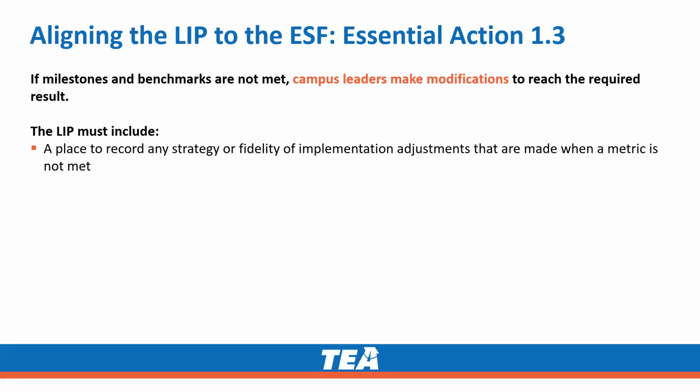The next key practice under this essential action is around modifying the plan. So if milestones and benchmarks are not met, campus leaders make modifications to reach the required result. So again, when you meet periodically to look at progress towards the plan, if you see that you're struggling to implement a certain portion of the plan, or maybe you're not getting the outcomes that you hope to get, then you are meeting to discuss and make adjustments to that plan to get things back on track. And so your plan needs to include a place to record any adjustments that might be made when a metric is not met, when something is off track.